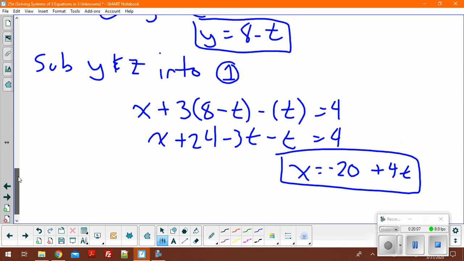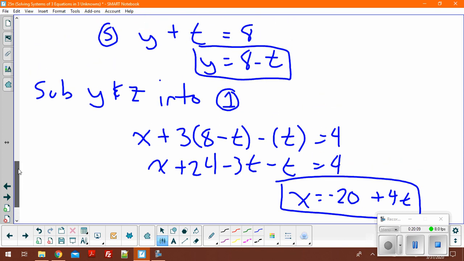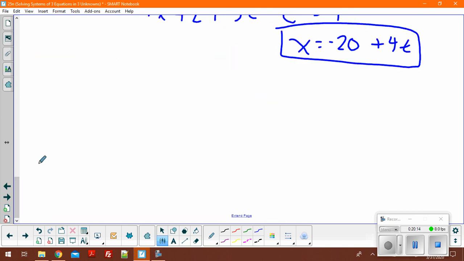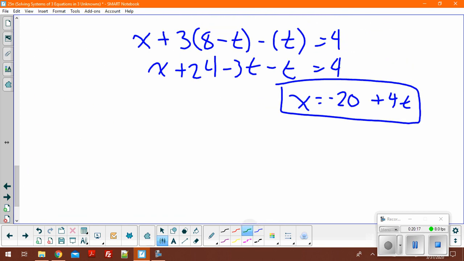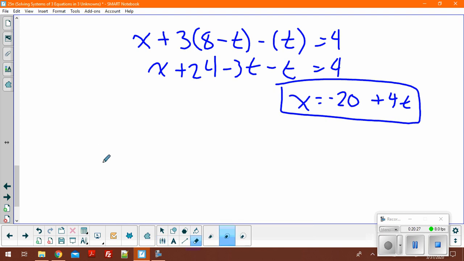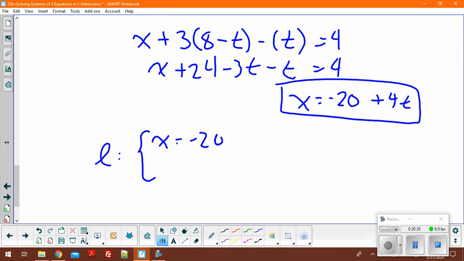So there are my parameters. x is negative 20 plus 4t. y is 8 minus t. And z is equal to t. I'll write that out in a couple different ways. One way to write my line is that x equals negative 20 plus 4t, y equals 8 minus t, and z equals t.